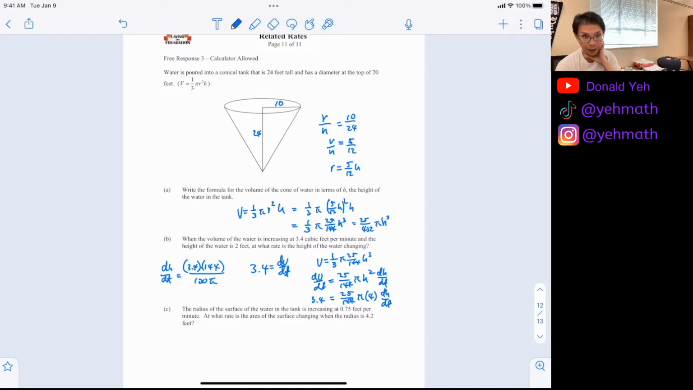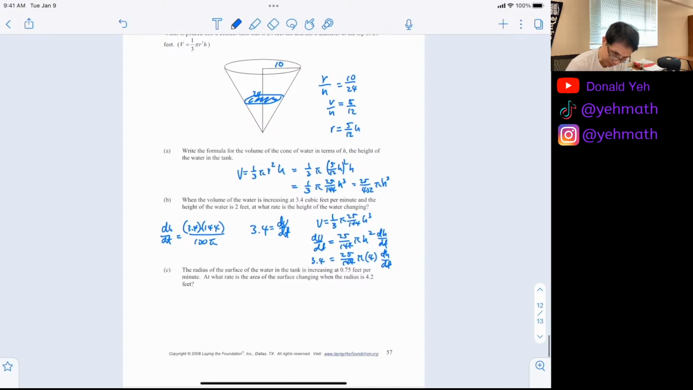Okay, so the last part says the radius of the surface of water in the tank is increasing. At what rate is the surface area changing when the radius is 4.2 feet? So the surface of water is right here, and a radius of 4.2 feet is probably here. This is 4.2. And then you say the radius of the surface of water is changing, dR/dt.